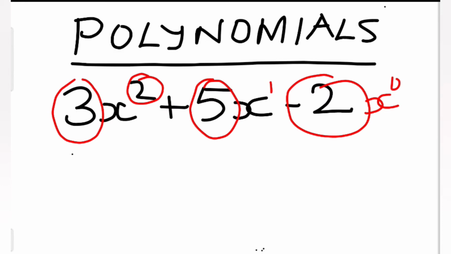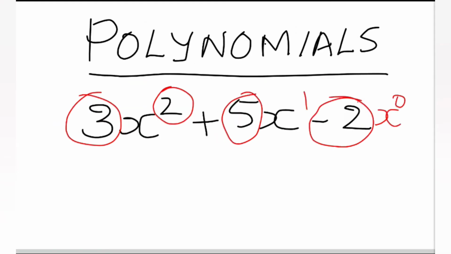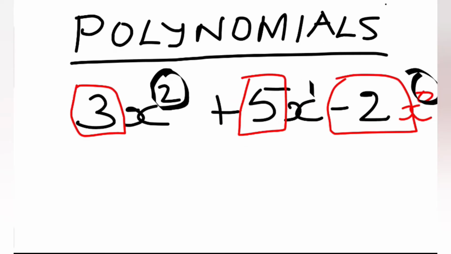X raised to 0 is 1. So, we prefer not to write it. Then, these numbers on top of the variables are called the powers or exponents. Now, we can learn about the degree of the polynomial. In this polynomial, the highest power is 2. The highest power is called the degree of the polynomial.